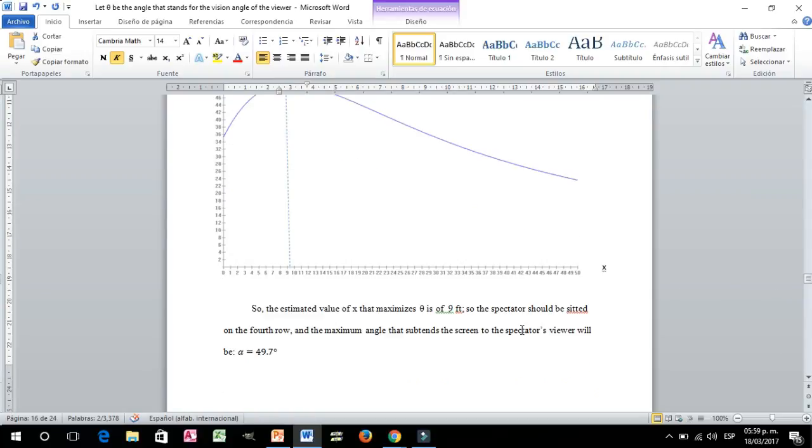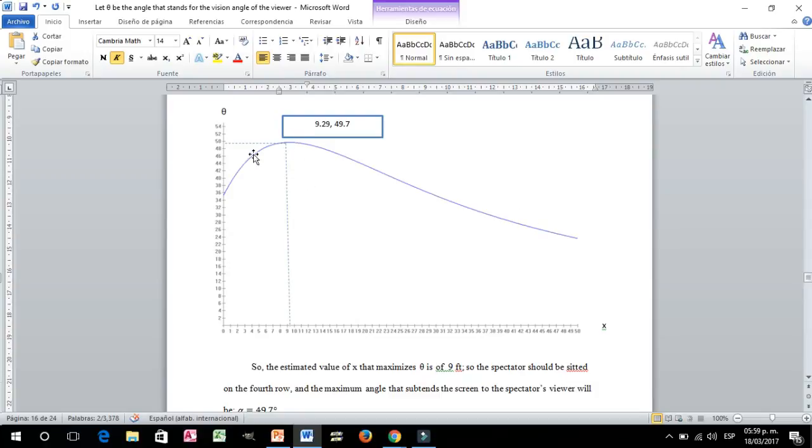equals 49.7 degrees. And here is the graph that proves our knowledge, saying that at 9.29 feet, the angle will be at its maximum with 49.7 degrees.